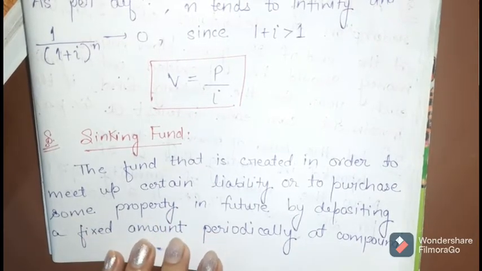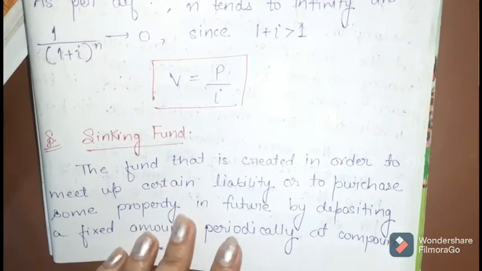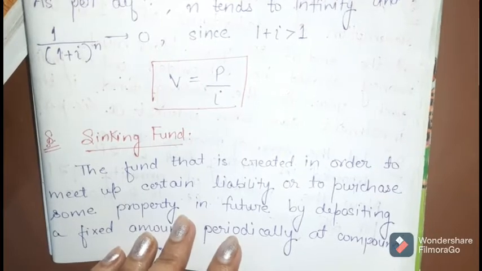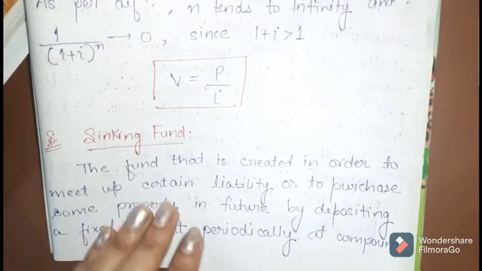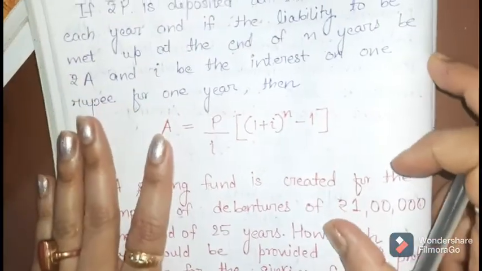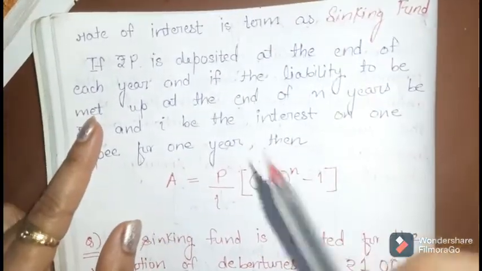By depositing a fixed amount, we deposit the fixed amount periodically. Means suppose after 6 months I deposited 500, then after 6 months again 500, then after 6 months again 500. Means the deposited money remains the same, at compound rate of interest. The rate of interest applied on that is compound interest, and it is termed as sinking fund.